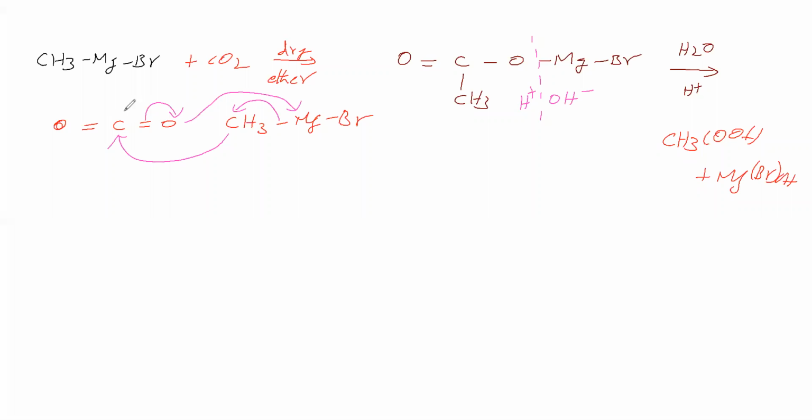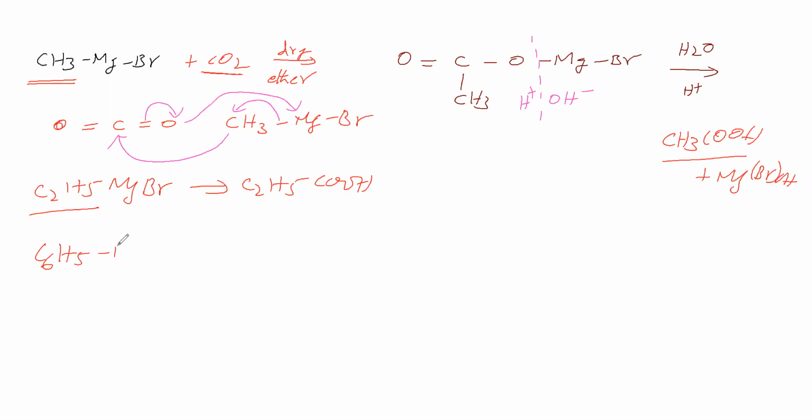Therefore, this Grignard reagent with carbon dioxide, that means CH3 is combining with CO2 to give acetic acid. Suppose we take C2H5MgBr with CO2, what will you get? The CO2 becomes COOH, like this. If we take C6H5 Grignard reagent, C6H5MgI, then with carbon dioxide you write it as carboxylic acid. So Grignard reagent with carbon dioxide gives carboxylic acid.